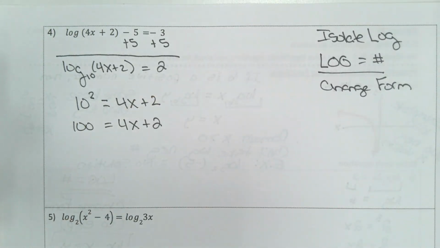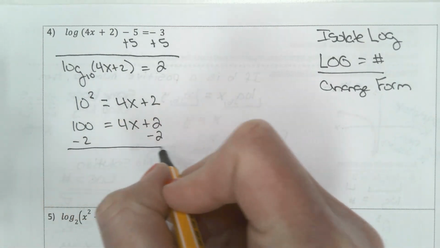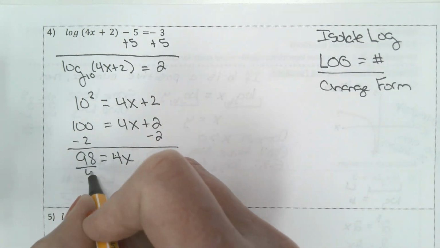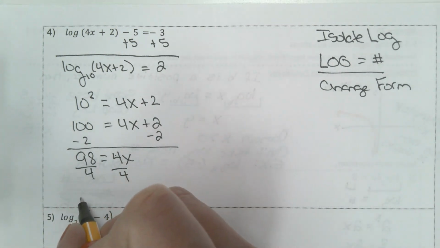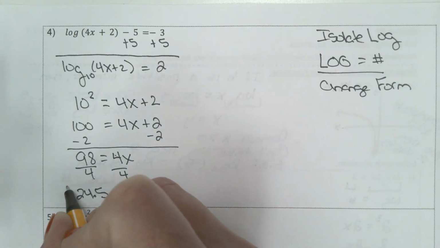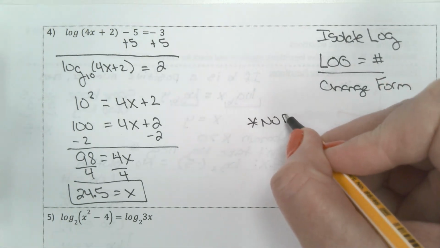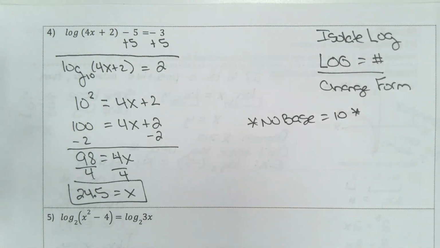And now from here you should just be able to do basic algebra. Move your numbers over. Get 98 equals 4x. Divide both sides by 4. And I'm going to go ahead and use a decimal. So I get 24.5 equals x. So you got to remember, when there's no base, it is an implied 10. That is something that you need to remember.